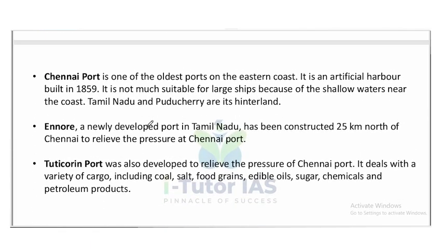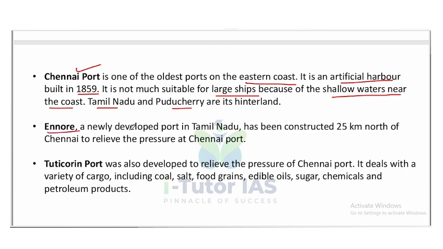Next one is Chennai port. It is one of the oldest ports on the eastern coast. It is an artificial harbor built in 1859. It is not very suitable for large ships because of the shallow waters near the coast. Tamil Nadu and Puducherry are its hinterland.